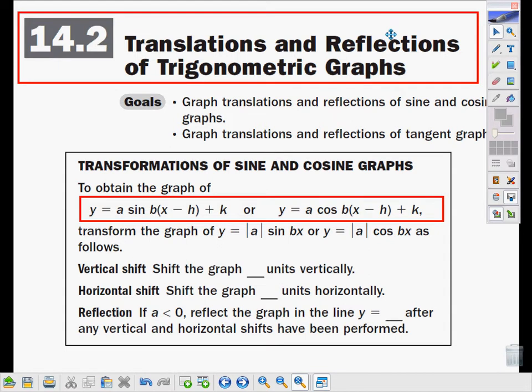Get your title down. Translations and reflections of trigonometric graphs. This slide has a lot of information on it. The only thing I'd like you to write down on this slide is this little box right here.